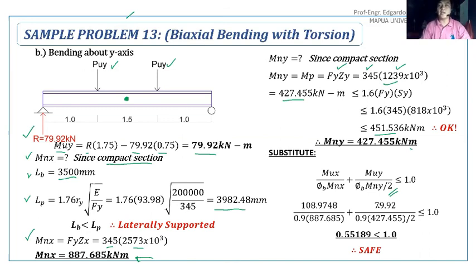You could actually reduce the size of the section to make it economical. Okay? So that is how we analyze our beam experiencing biaxial bending with torsion. I hope you have learned from this discussion. So thank you.